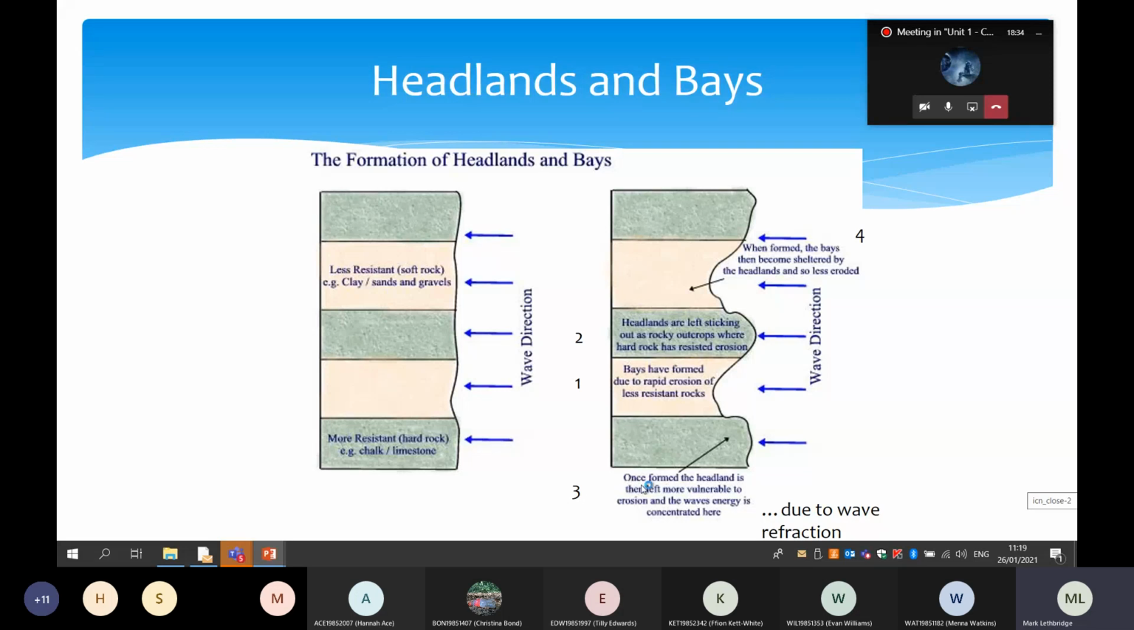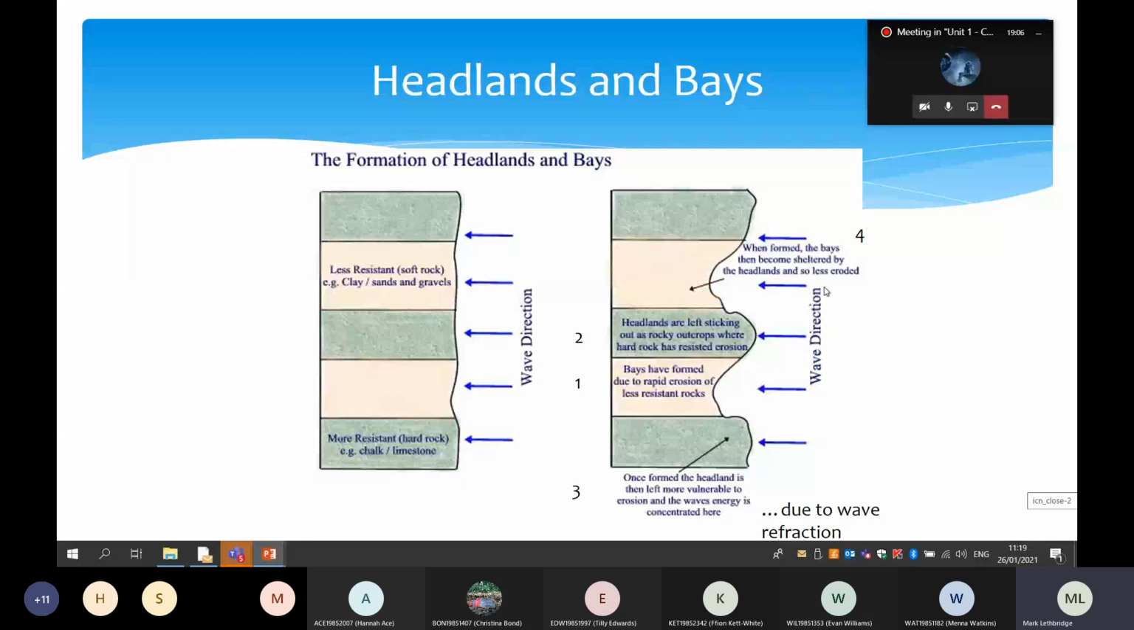Then move on to number 3. Once formed, the headland is left more vulnerable to erosion and wave energy is concentrated here. Now, I've added that little bit because we know from the last booklet that wave energy is concentrated at headlands due to wave refraction, the idea of waves bending in towards the headland. And then finally, when formed, the bays then become sheltered by the headlands and so less eroded than they were before. And that's a relatively straightforward explanation.